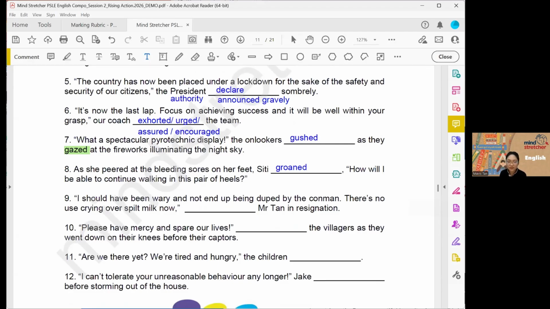Learn this phrase. Crying over spilt milk. There is no other phrase. This is a fixed phrase. Okay, blank Mr. Tan in resignation. This is a good phrase.